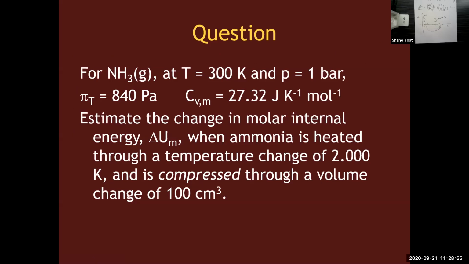So, we have here ammonia, NH3 at 1 bar. Internal pressure is 840 pascals. CV is 27.32 joules per Kelvin mole. The question is, what is the molar internal energy change when ammonia is heated through a temperature change of 2 Kelvin and compressed through a volume change of 10 centimeters cubed?